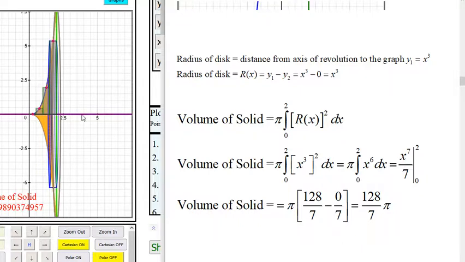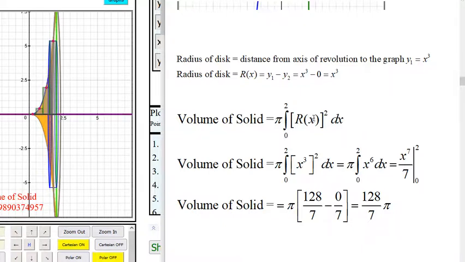This is the line y equal to 0. This is the graph y equal to x to the third. And so the radius is just x to the third minus 0. And x to the third minus 0 is just x to the third. And then notice that for this particular solid of revolution, x ranges from 0 to 2. And so our limits of integration will be 0 and 2.